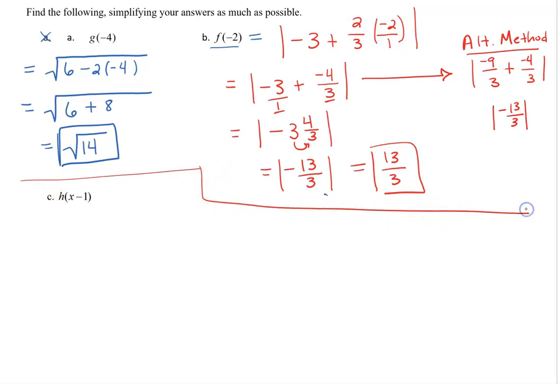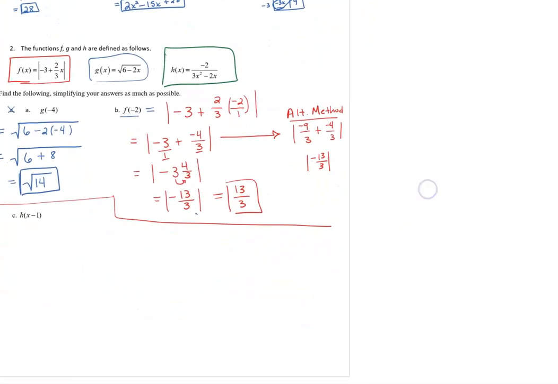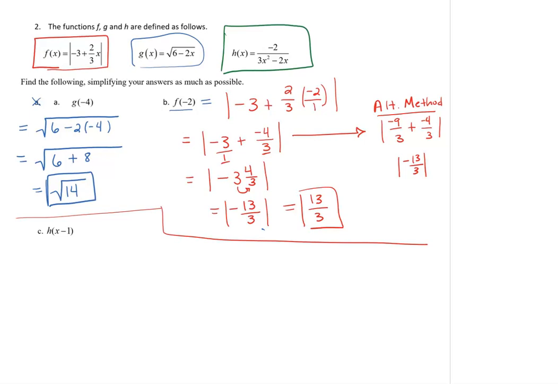All right, and finally we go to function h. Function h is yet another function. This is called a rational function because it contains a fraction. All right, so we're going to plug in an expression this time. So we have -2 over 3 times x minus 1 squared minus 2 times x minus 1. So notice, wherever there was an x, I'm plugging in x minus 1.